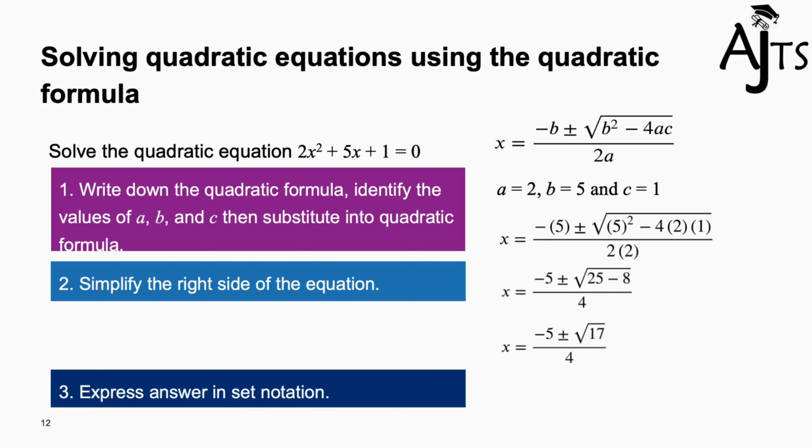Step 3. Express the answer in set notation. Hence our solutions or x-intercepts are x = (−5 − √17)/4 and x = (−5 + √17)/4 respectively.